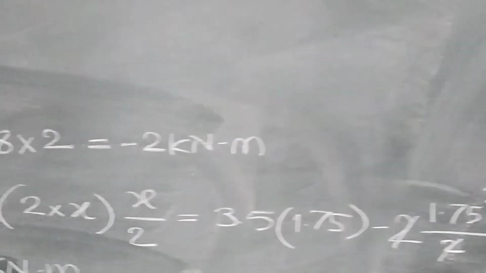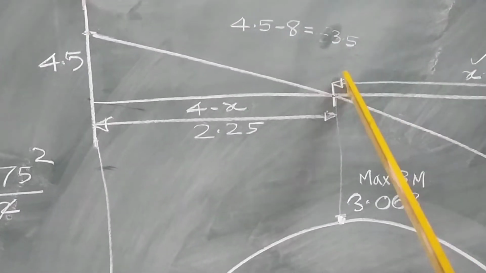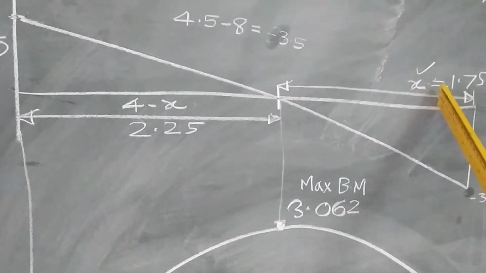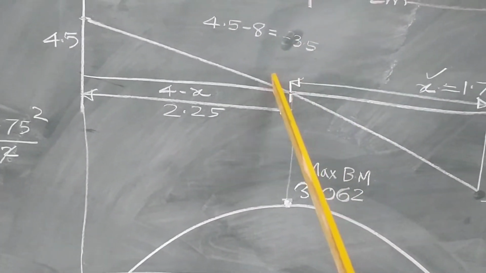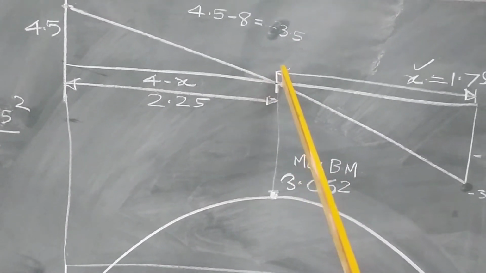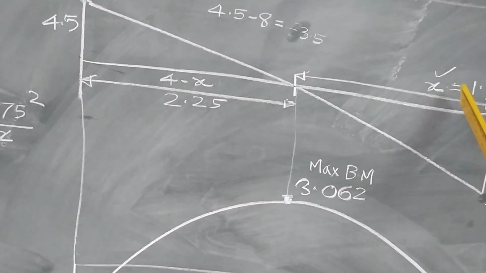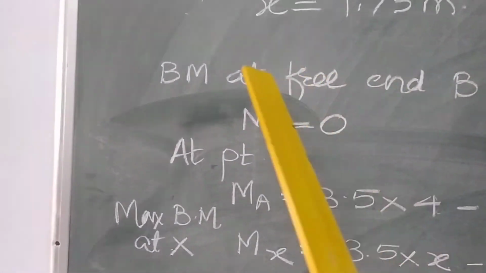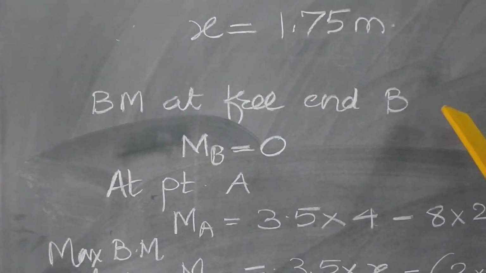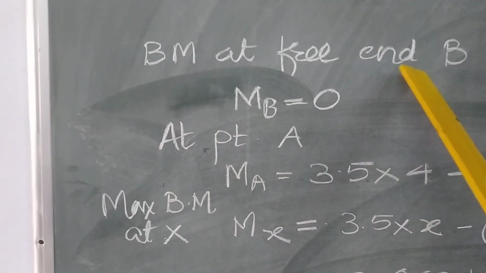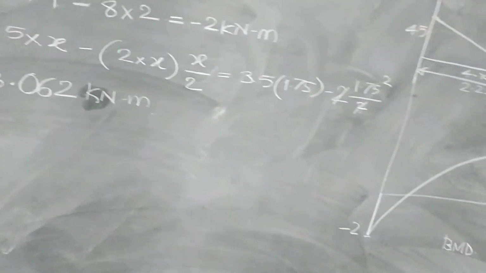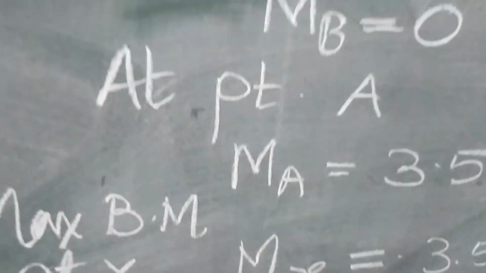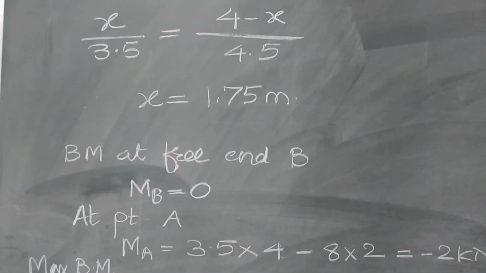So, it is now easy to calculate. This is not to the scale, we have drawn without scale. So, let us assume x equal to 1.75 is located here, but it is not, the diagram is not to the scale, we are just calculating. Now, let us find out bending moment at free end. Bending moment at free end B is 0.